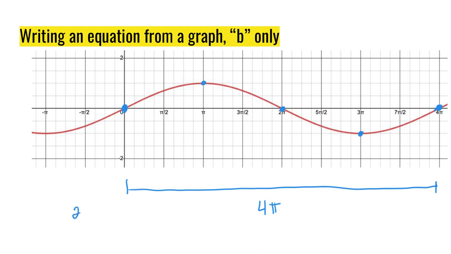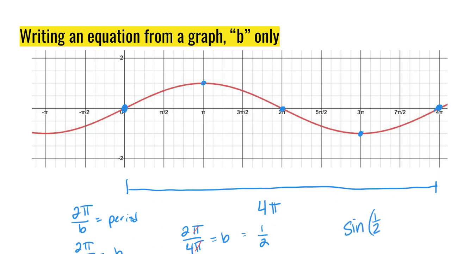Remember that we had 2 pi divided by b tells us our period, but don't forget that we can rearrange that equation to also say that 2 pi divided by our period is going to give us b. So 2 pi divided by 4 pi tells me b. My pi's cancel, and 2 over 4 reduces to 1/2. So in my equation, I'm going to have the sine of 1/2 x.